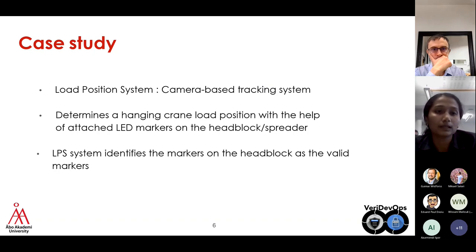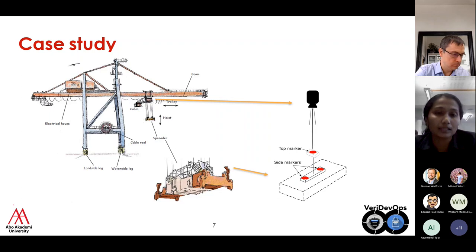This approach addresses the use case by ABB, which is a load position system, a camera-based tracking system to determine the position of a hanging crane load. It uses LED markers attached on the head block or spreader unit. The LPS system identifies the markers attached on the head block as the valid markers to determine the position of the load. A camera module sends inputs as XY coordinates, and these inputs are processed by the LPS system and used to calculate the position of the load.